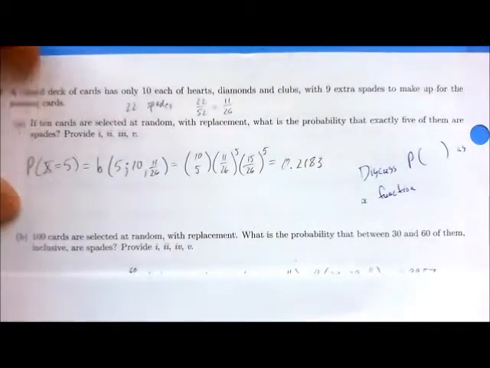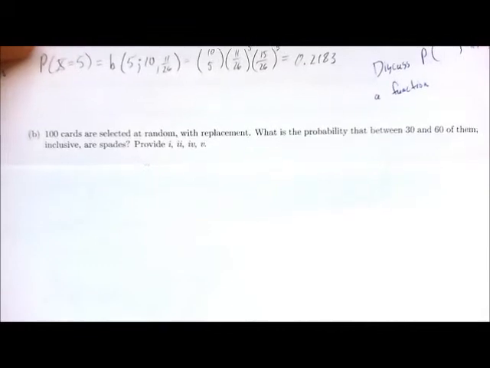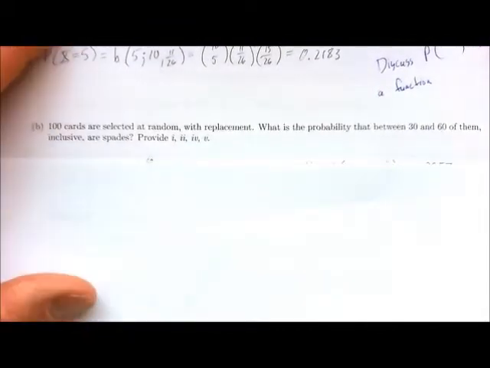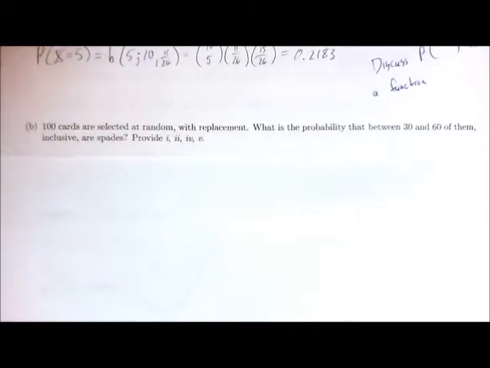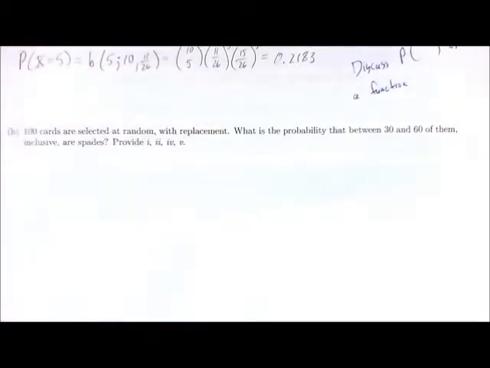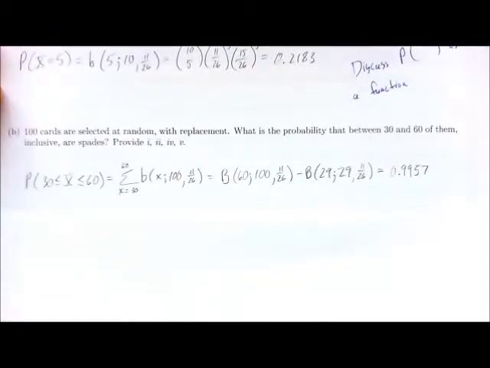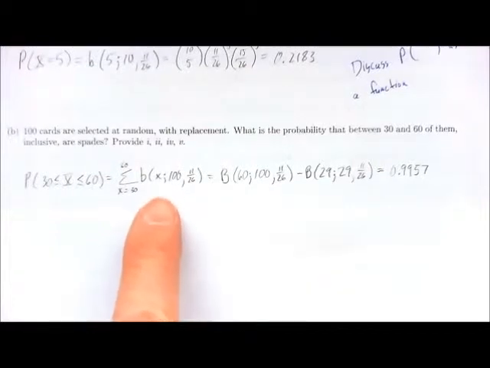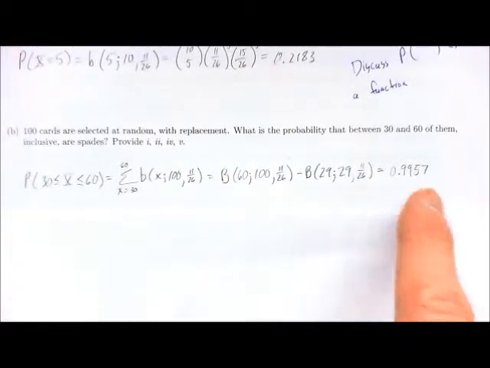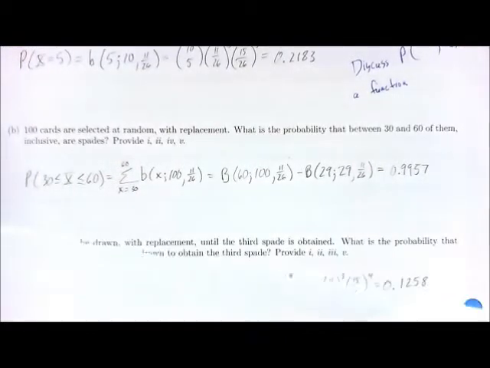In the next part of that exercise, we're selecting 100 cards at random with replacement again, and so we want the probability that between 30 and 60 of them are spades, including 30 and 60. And so in this case, we're just looking for a range of values again, and here is the probability statement. There's our probability in terms of the PDF, in terms of the CDF, and there's the probability.